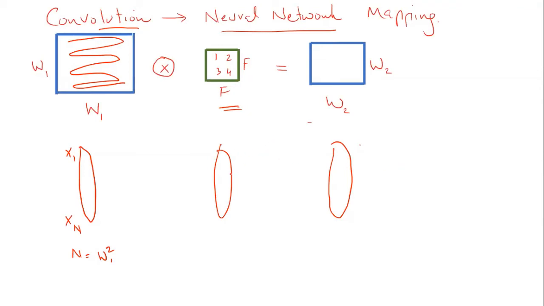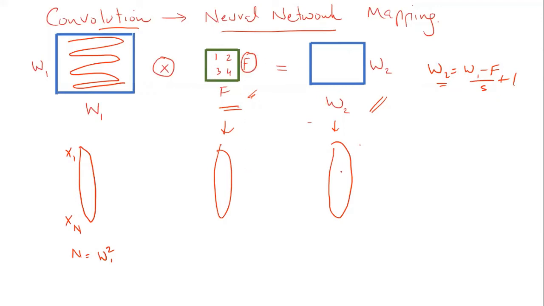What will be the output? Will the filter be the output? Will W2 be the output? Where's the activation map? Is this the activation map? Clearly no. This is the filter. We are applying this filter, we are convolving with it, and we have an output. The activation map is over here. We know how W2 depends on W1. We already know that W2 is (W1 minus F) divided by S, plus 1, right? So W2 is a function of W1, and it's a function of the filter size as well.